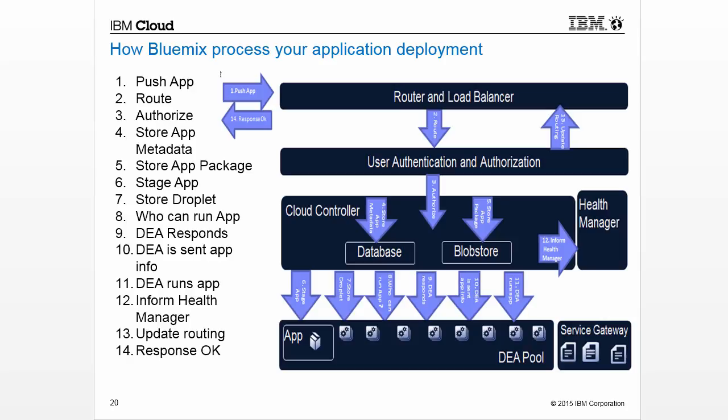The Cloud Controller then chooses one or more DEAs from the pool to run the staged application. The running DEAs report the status of the application to the Cloud Controller.